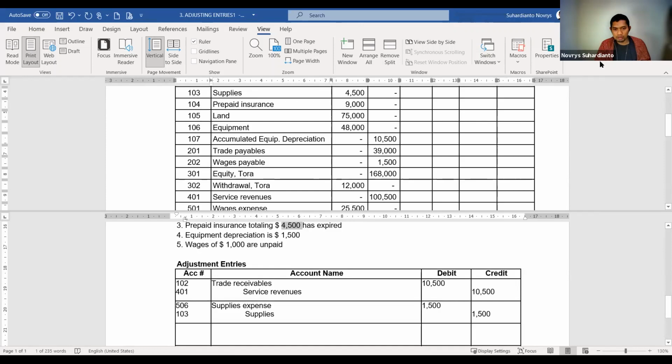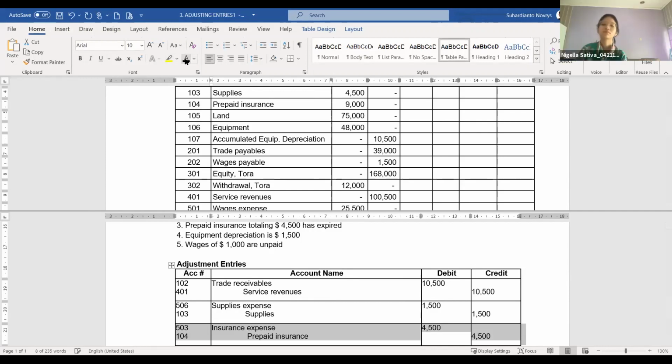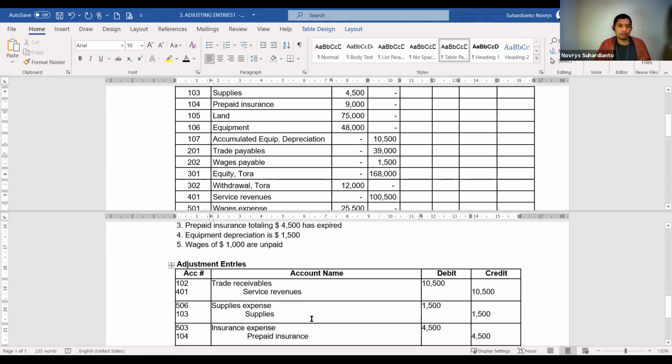Let me call you, Nigella Sativa, please. Yes, Pak. I think the debit one should be insurance expense, and the credit one is prepaid insurance. Yes, you're right. We debit insurance expense because we consumed the insurance benefit. We credit prepaid insurance because now the protection is expired, right? Okay, good.